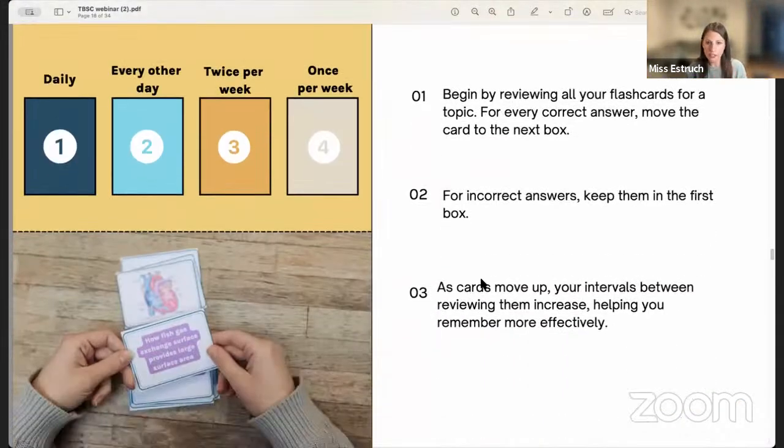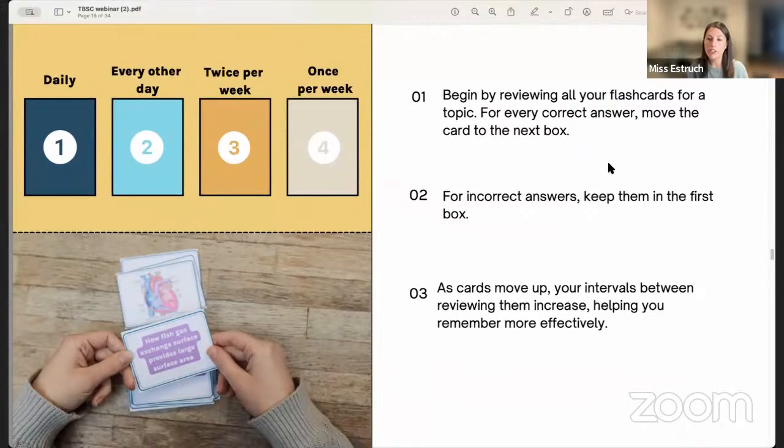So let's just see a final summary on this. You would begin by reviewing your entire pack, let's say biological molecules, although the example we've got there looks like topic 3. For every correct answer, you move the card to the next box. For every incorrect one, you look at the previous one, like we said.